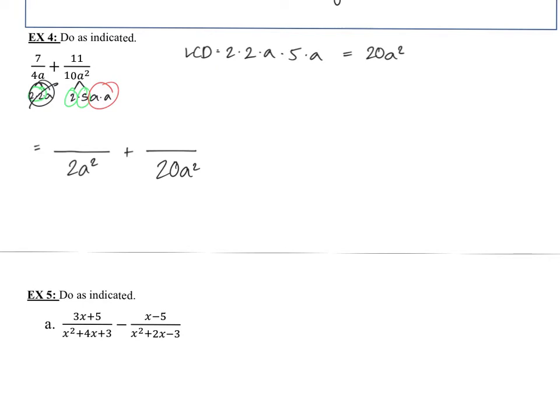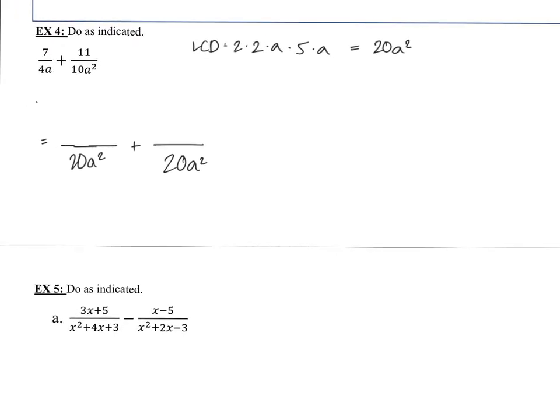I can't just write 20a squared, though, because I've changed the problem. So my question is, how can I make 4a look like... Ooh, that's supposed to be a 20a. It's missing a 0. How can you make 4a look like 20a? Well, if I multiply 4 by 5, I get the 20. Okay, I can do that. And if I multiply the a by another a, I get a squared. So I can multiply the top or the bottom by 5a to get the 20a squared.